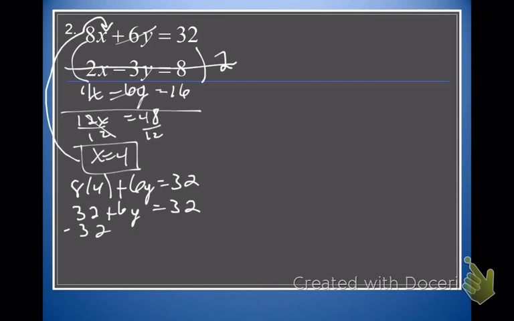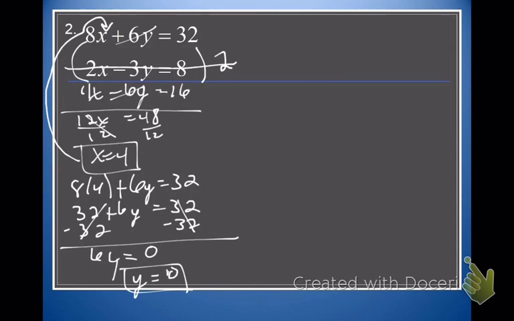Subtract 32 from both sides. And you get 0, so 6y equals 0 also. Divide both sides by 6, and y ends up being 0, at which point the solution seems to be (4, 0). At which point you're going to want to substitute that back into the two original equations and make sure that that works for both. All right? But it will if you go through and do that.